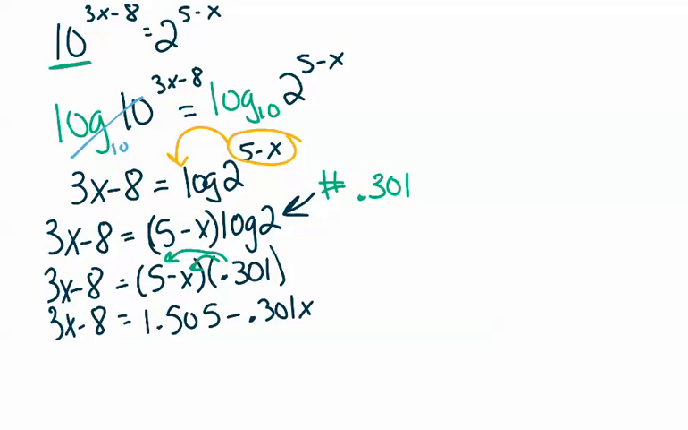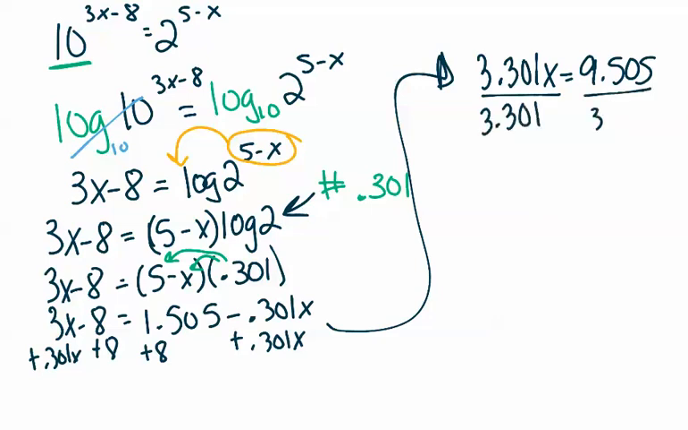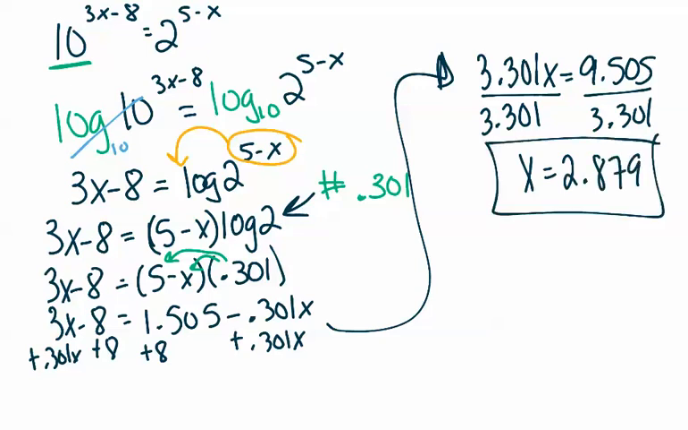Now just go ahead and solve. Add 0.301x to each side. Add 8 to each side. So now I have 3.301x equals 9.505. Go ahead and divide by 3.301. And we get that x equals 2.879. So noticing here, we weren't able to get the bases the same, but we were able to do a little wiggle waggle and make this work.